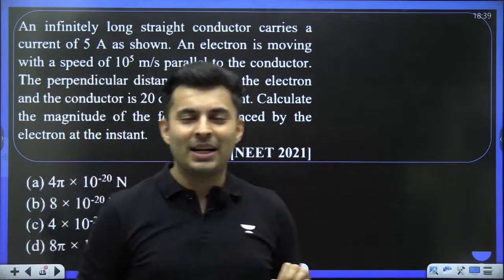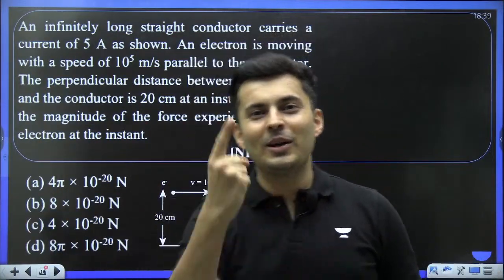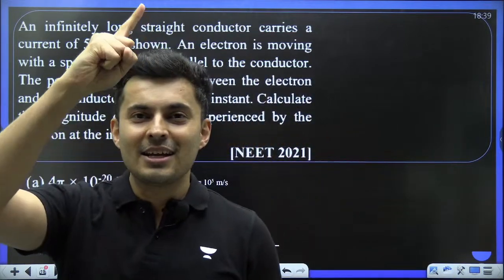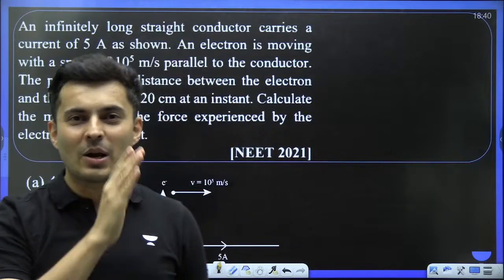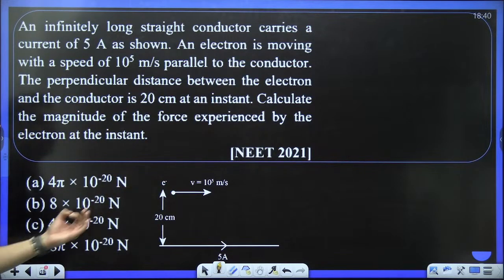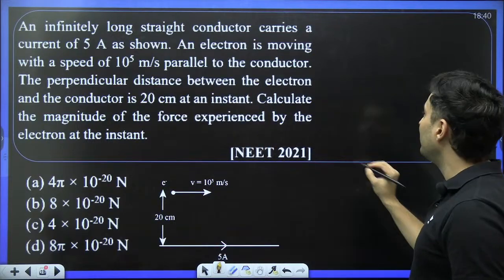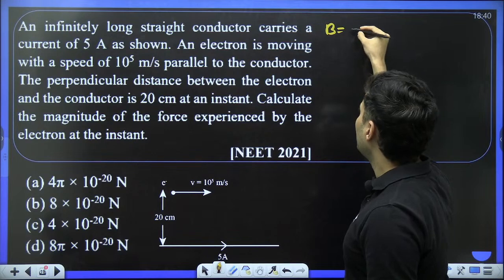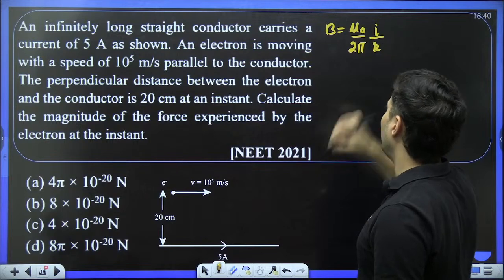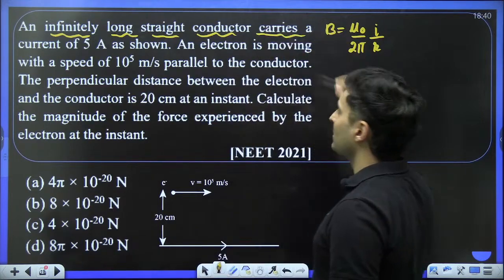So there are two concepts combined. One is you have to find the field due to a long wire. Second, on a moving charge there is a force given by QV cross B. Do you remember that? QV cross B is the force on a moving charge. That is the second concept, and that is asked in NEET. So let's see how many of you can find this out. First of all, you are obviously going to find the field. The field will be given by mu naught by 2 pi, I by R for an infinitely long wire which carries some current.